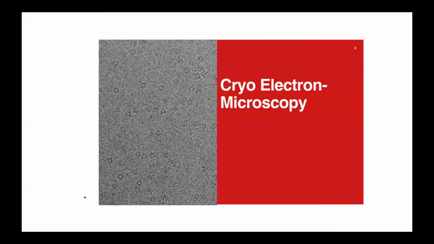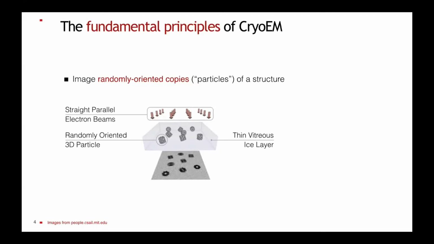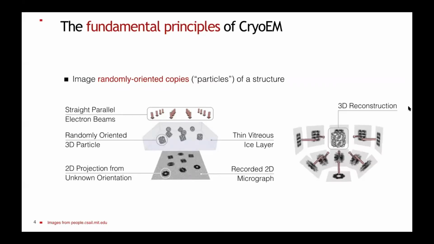So in Cryo-EM, as we all know, we take identical copies of the same biomolecule and freeze them in a vitreous thin layer of ice, and we bombard it with straight parallel electron beams. And what we record is a micrograph, which has the 2D projections of these randomly oriented biomolecules. And our task is to reconstruct the 3D structure from these 2D projections.